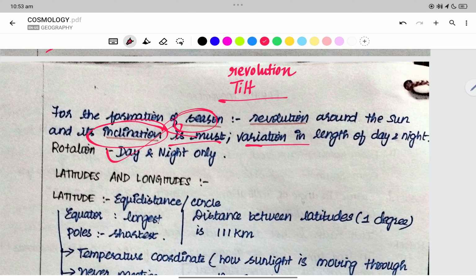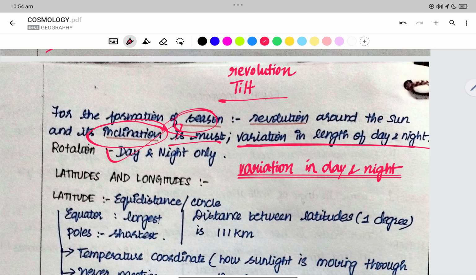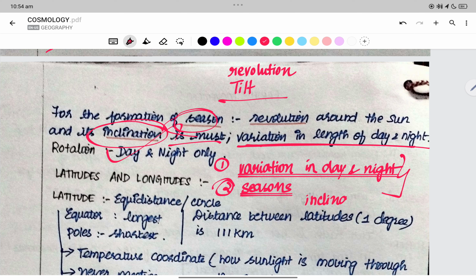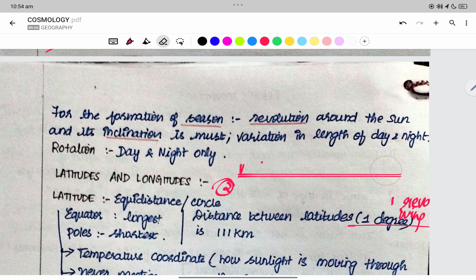This inclination is responsible for variation in the day and the night. So why is there a variation? We say that there is variation in day and night. This variation in day and night is because of the seasons. So we say this variation in the day and night and the seasons are because of the inclination. It is inclined, plus it is also revolving around the sun, right? These are the 2 reasons why we have seasons, and there is also variation in the day and then we have the night.